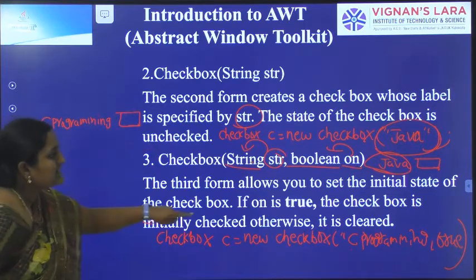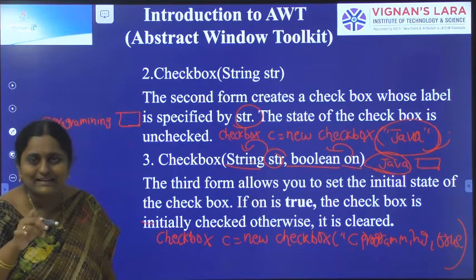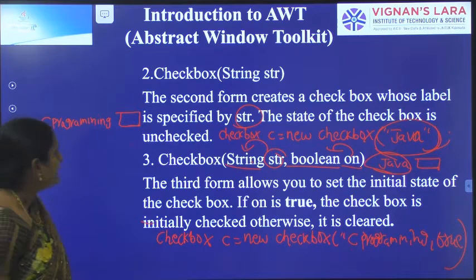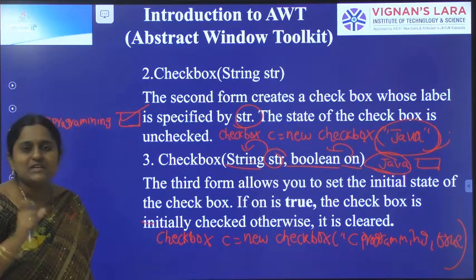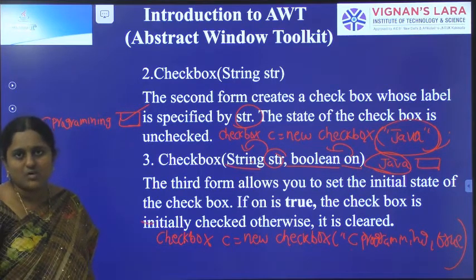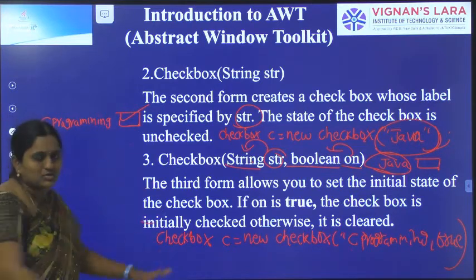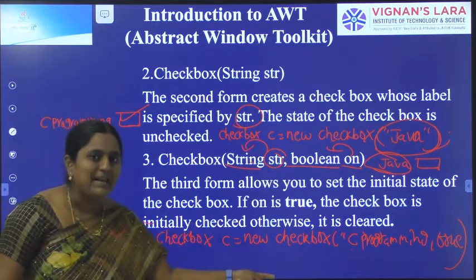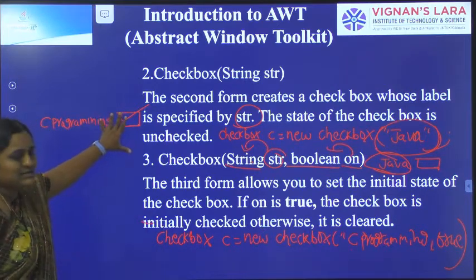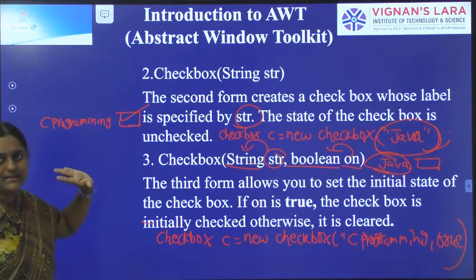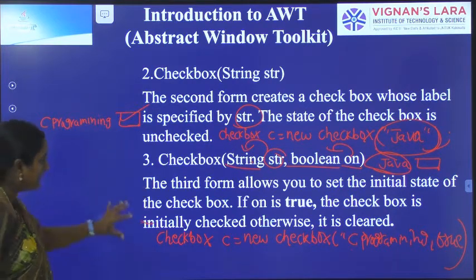So in the second constructor, the second argument indicates true. True means it is selected, false means deselected. So true means selected. Initially every checkbox is unselected, initially every checkbox is false. Whenever we pass an argument of true, then initially it is selected. So it is true. So these all are the constructors.